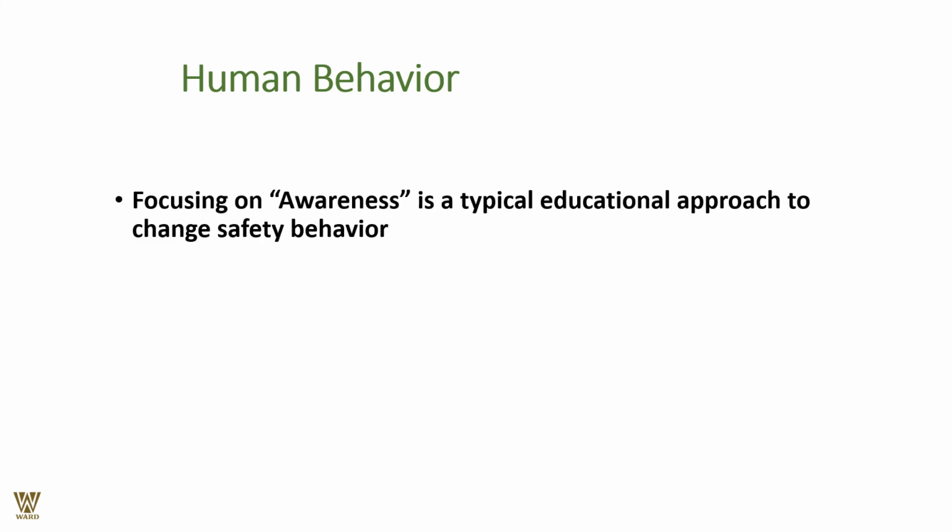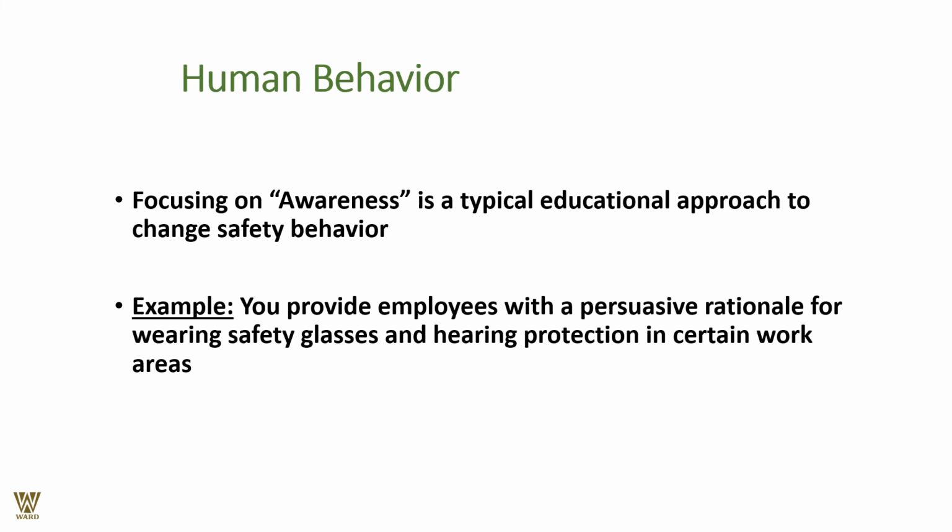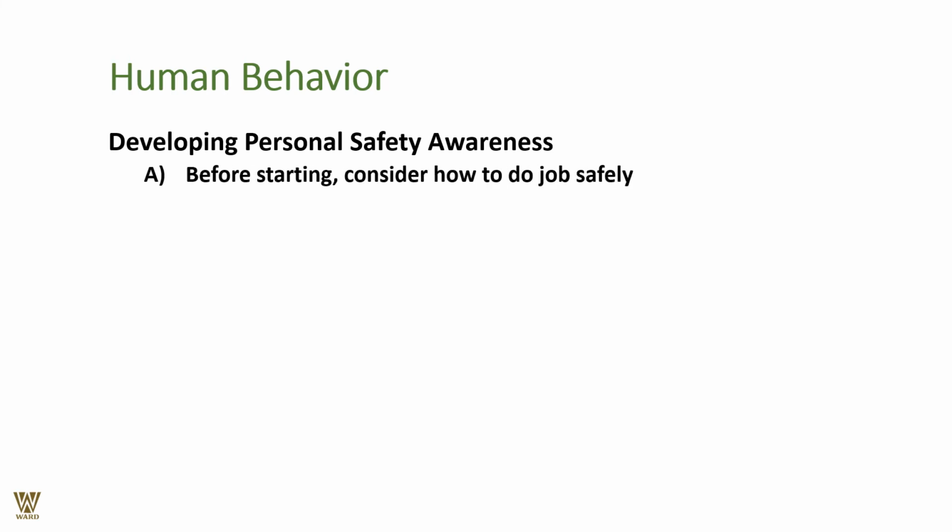So, focusing on awareness is a typical education approach for unsafe, or should I say, safety behavior. Awareness. Remember, this is one of the points that needs to be taken into consideration every time you talk about it. Example, you provide an employee with a persuasive rationale for wearing safety glasses and hearing protection in a certain area. This is the approach that comes around here. Developing personal safety awareness. Education is something which we need to hammer into the heads of the employees every now and then, because that only and only that can reduce the possibilities of accidents.